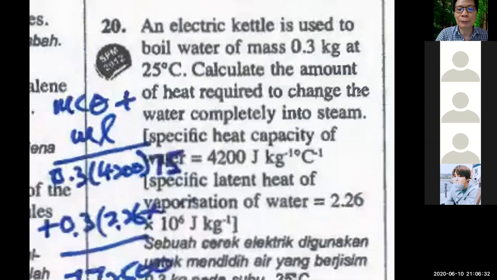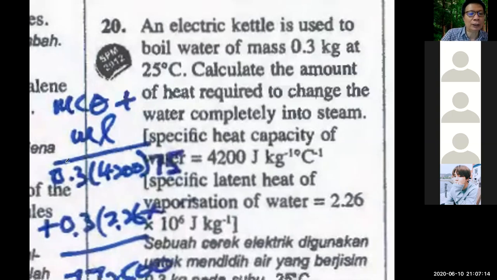One is you need to heat up the water from 25 to 100 degrees, right? From 25 go to 100, boiling. That one is mc theta, the change in temperature. Then after reaching 100 degrees, it starts to boil, so the water will slowly evaporate to become steam. That one involves a change in state from water into gas, but the temperature remains at 100 degrees, no change. That one is latent heat, mL. So there are two stages, mc theta plus mL.